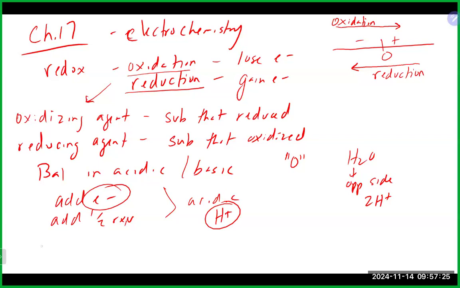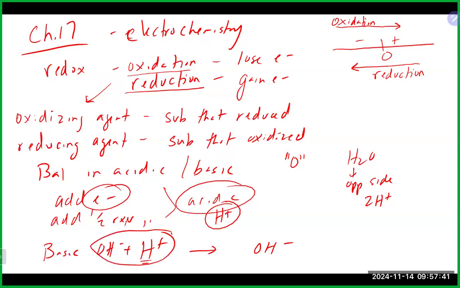If you want to do basic, the easiest way to do it really is sort of balance it acidic. And at that point, you will add OH minus to both sides, and that OH minus is equal to the amount of H plus that you have. Those guys will then come together and make water. And typically speaking, you usually will have to reduce down some of the waters as well. And you'll be then left with an equation that has OH minus in it, which will tell you that it is basically being balanced in basic conditions in this particular case.